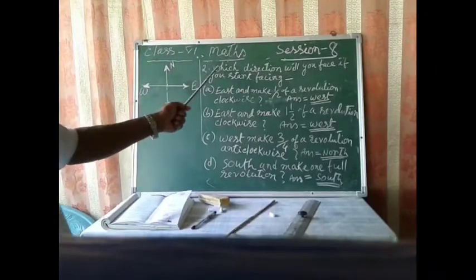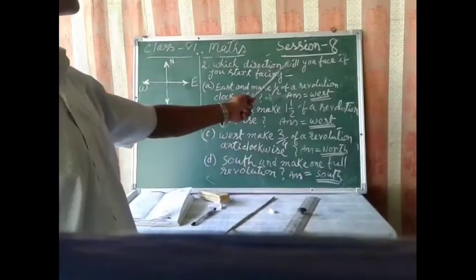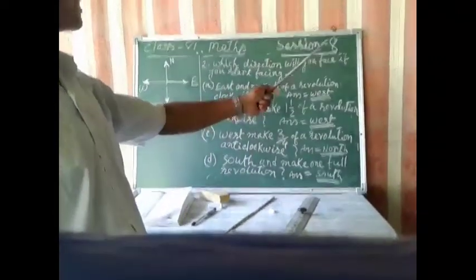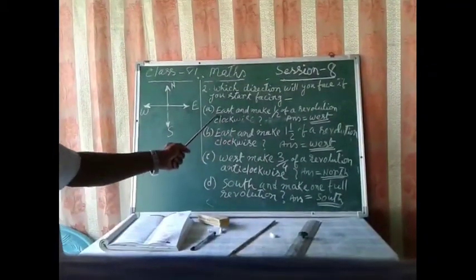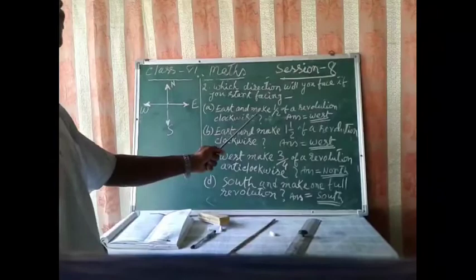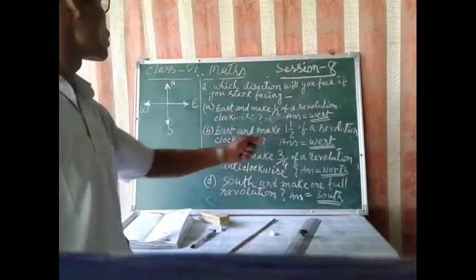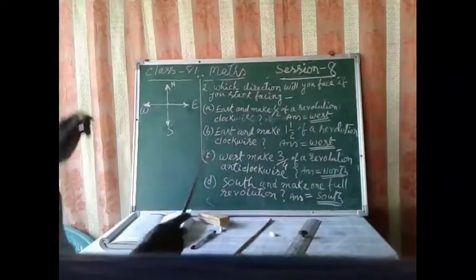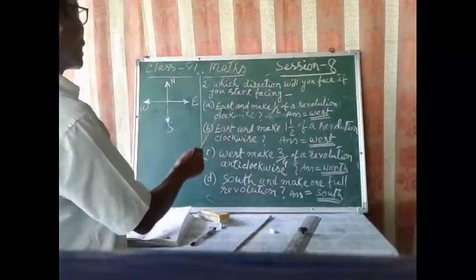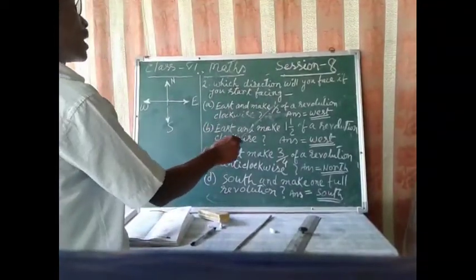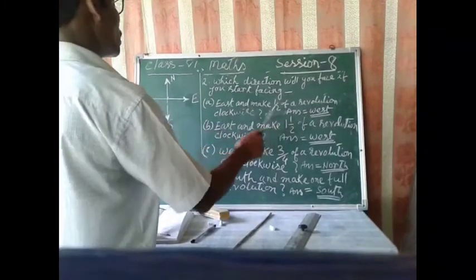Question number 2. Which direction will you face if you start facing east and make half of a revolution clockwise?